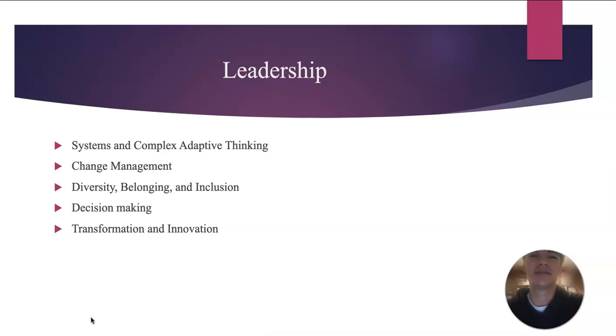As far as leadership, this also has 5 subdomains, which are systems and complex adaptive thinking, change management, diversity, belonging and inclusion, decision making, and transformation and innovation. A DNP has to always be open to change, transformation, and innovation. And lastly, decision making, but most importantly, a DNP will be placed in many situations where they must make a key decision and be open to the change for a patient's care.